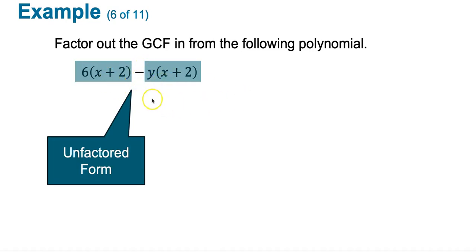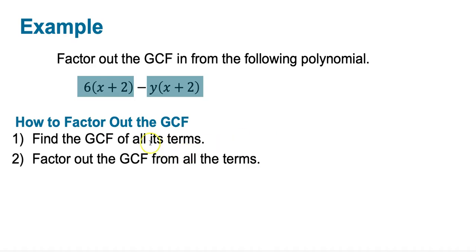Remember, terms are whatever algebraic expression are separated by pluses or minuses. Because there's a minus in between these two, it's not factored. If there was a multiplication in between these two, then it would be factored. But in this case, it's a minus, so it's unfactored. Okay, so let's factor out the GCF. Remember the steps. Find the GCF, then factor it out.